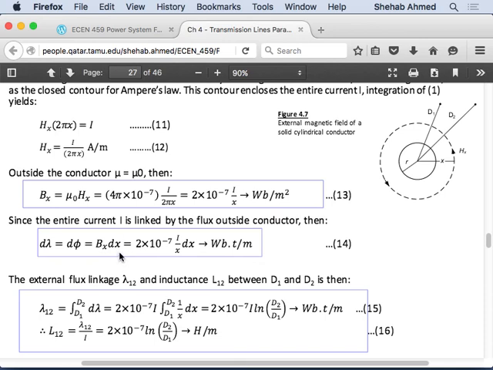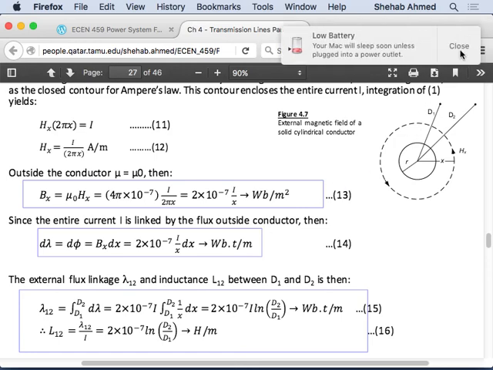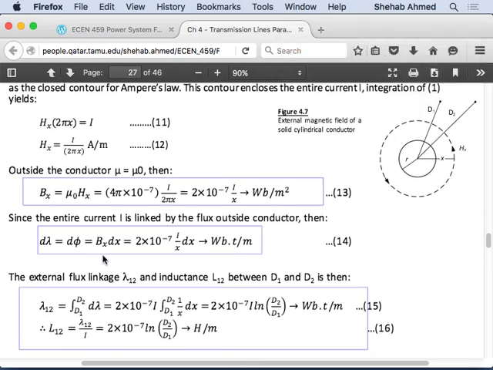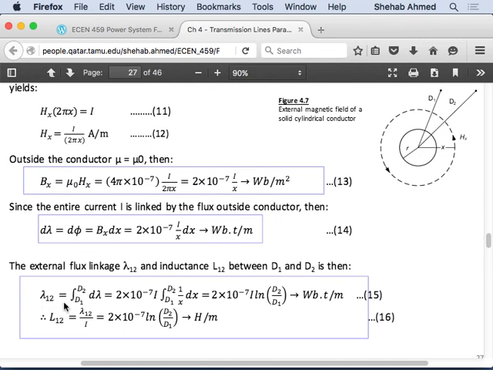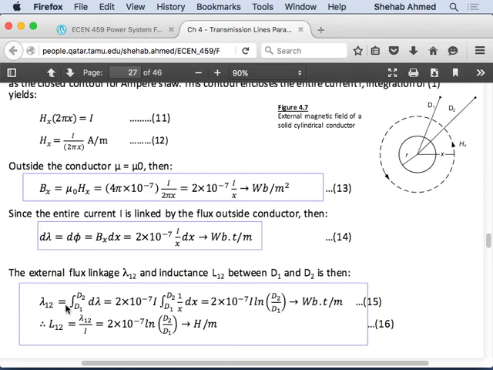Again, this dx is dx times 1, right? It's the same. I have the same cross-sectional area. I have the dx times 1. So I will do this integration. I will end up with lambda 1 over lambda 1, 2. In the general case, I want to calculate the inductance due to the magnetic field between any 2 points in space, right? So I can make D1 equal to R, and D2 I can send it to infinity, right? If I just need to calculate a general equation in terms of D1 and D2.